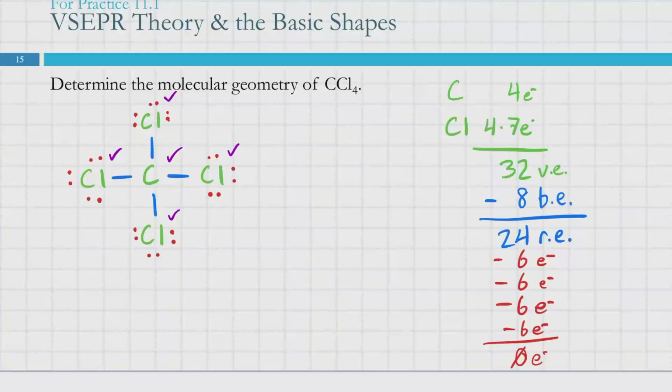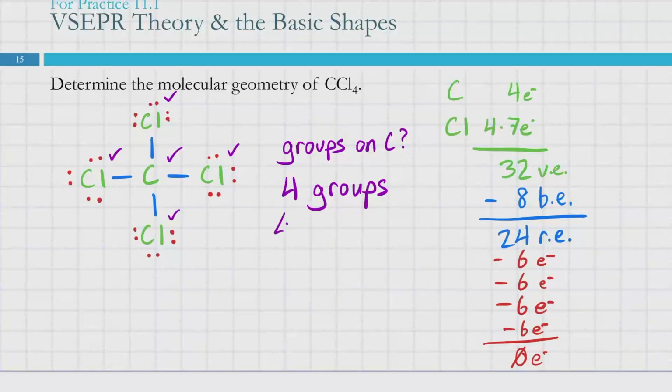Now we can figure out what's the molecular geometry, what's the shape of CCl4, because we've got a good Lewis structure for it. How many groups do we have on our central atom carbon? We have 4 groups. What is our shape for 4 groups? 4 groups is tetrahedral.